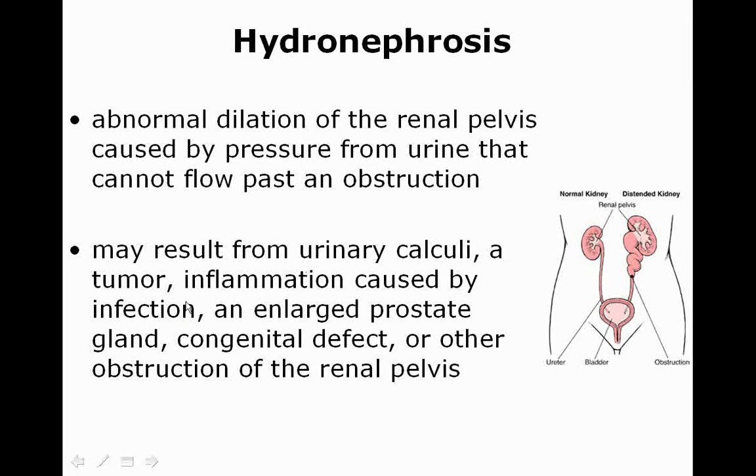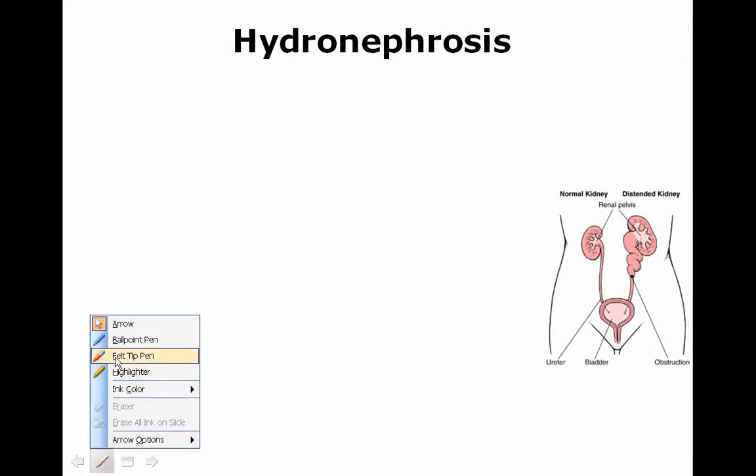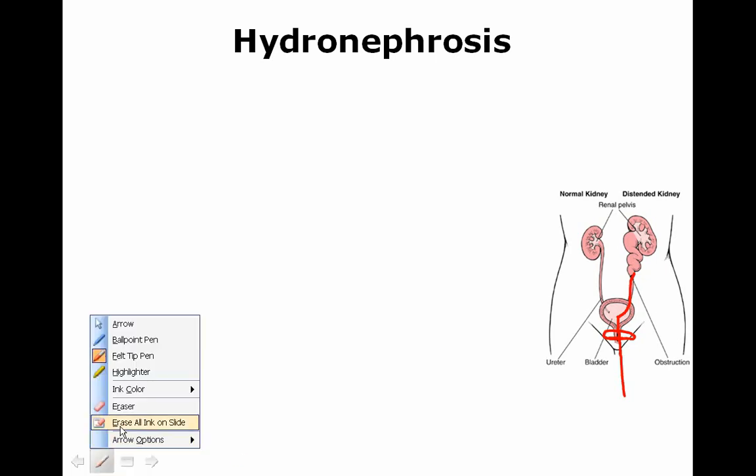It may result from inflammation caused by infection, and enlarged prostate. In the male, the prostate gland actually wraps around the urethra. And when the prostate gland becomes enlarged, it may cause the urethra to have blockage so that the urine doesn't flow like it should out of the bladder and through the urethra. And that will cause the buildup of fluid in at least one of those ureters.